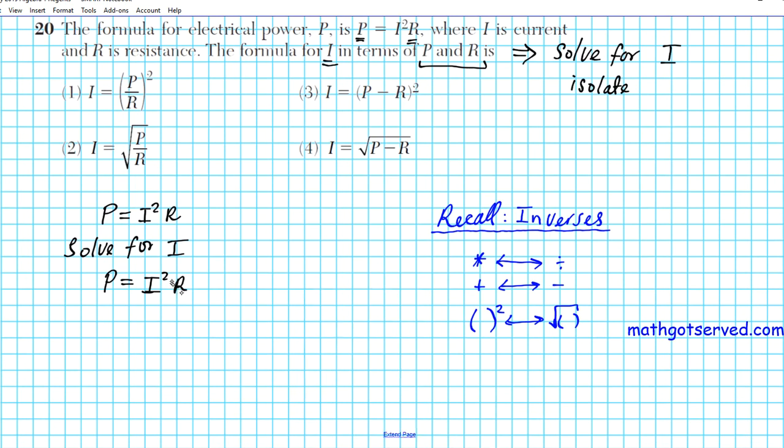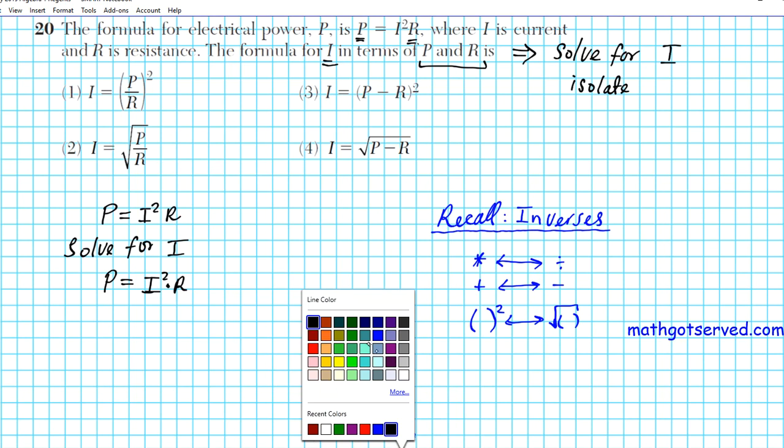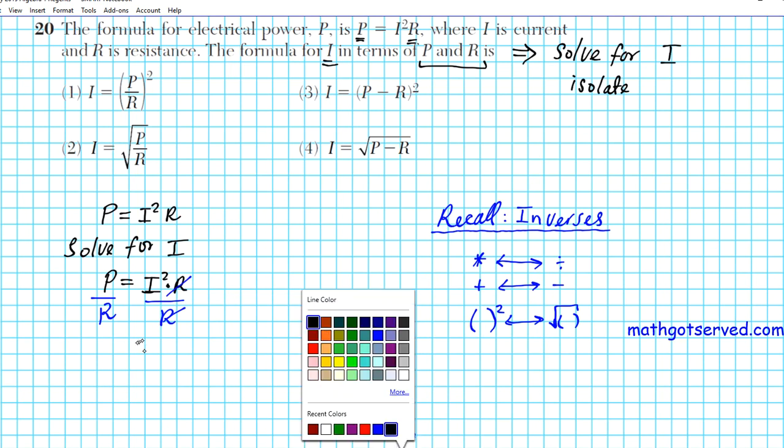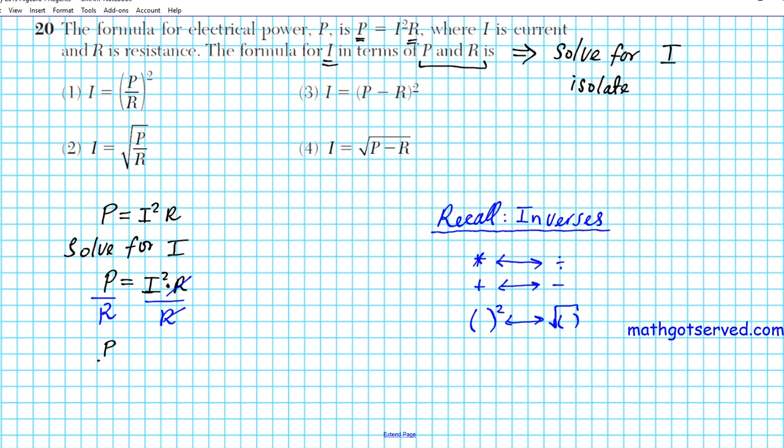The first step is to get rid of R, and then the second step is to get rid of the square. The relationship between I square and R is multiplicative. What is the inverse of multiply? Divide. So to get rid of R, we're going to use inverse operation. We're going to divide both sides of the equation by R. Okay? So see what happens here. These two divide each other out, and we have P divided by R is equal to I square.